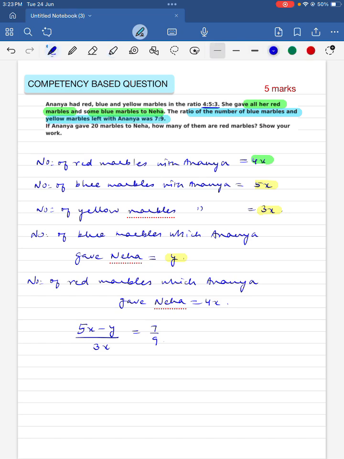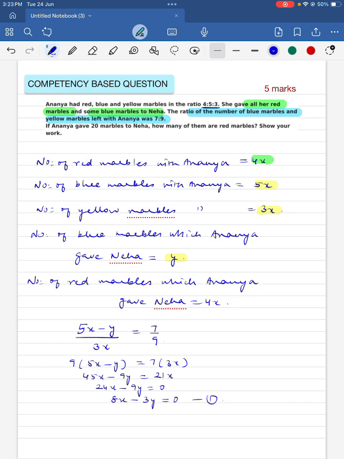Now let me cross multiply. So 9 times (5x minus y) equal to 7 times 3x. So that's 45x minus 9y equal to 21x, which is 24x minus 9y equal to 0. Let me divide throughout by 3 and I would get 8x minus 3y is equal to 0. So that's my first linear equation.